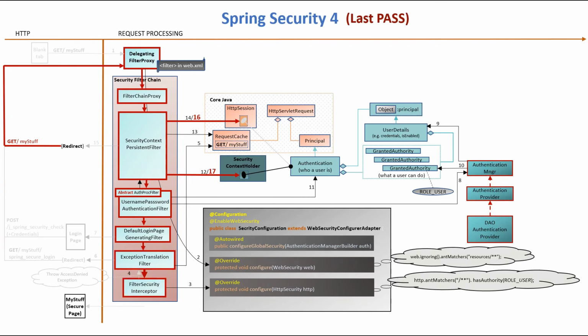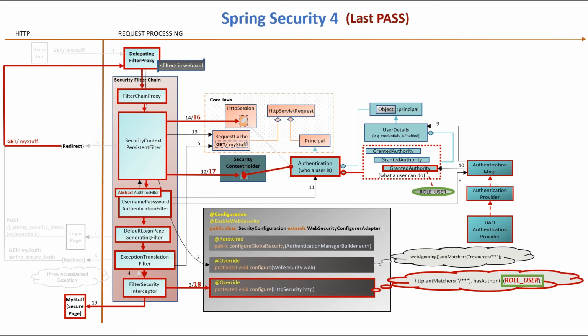And finally, the filter security interceptor runs the code in the configure HTTP security method again. It then sees that this resource matches with a resource that needs a role user. So it checks the security context holder's authentication object to see if that object has been given that role. And of course it has. So finally it returns the secured my stuff page.